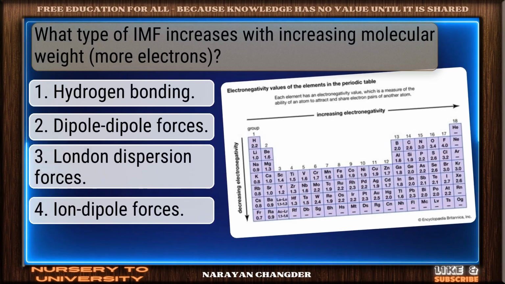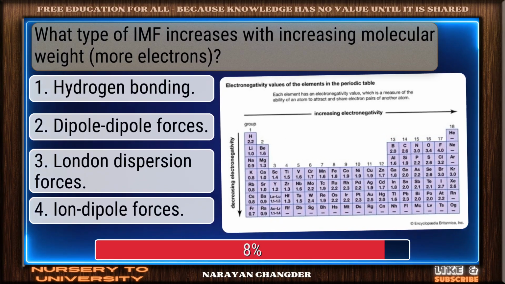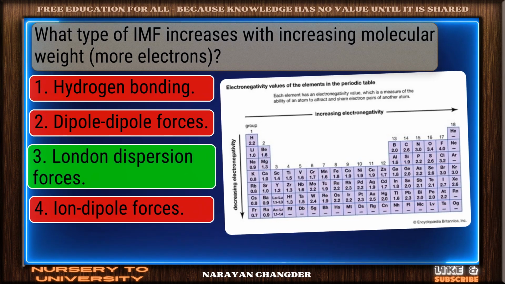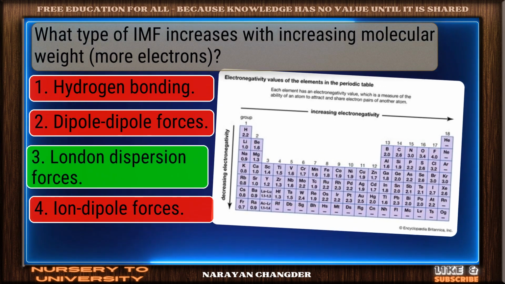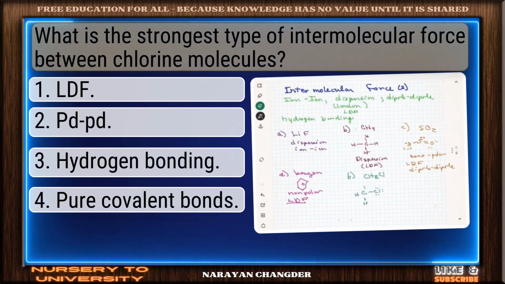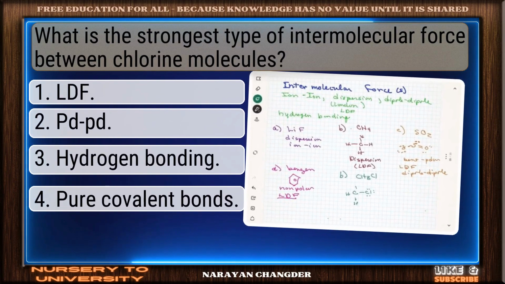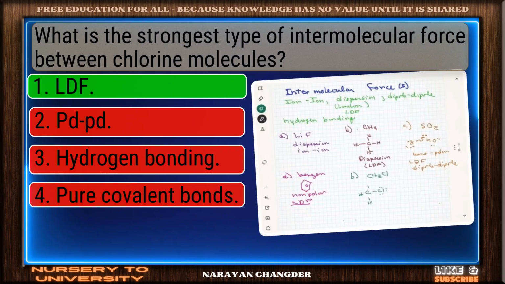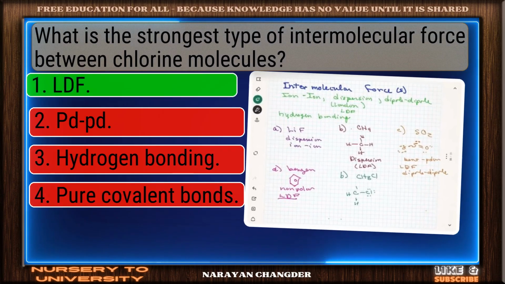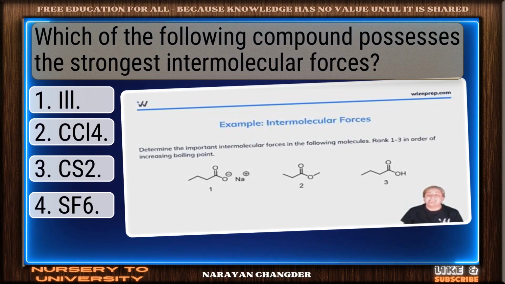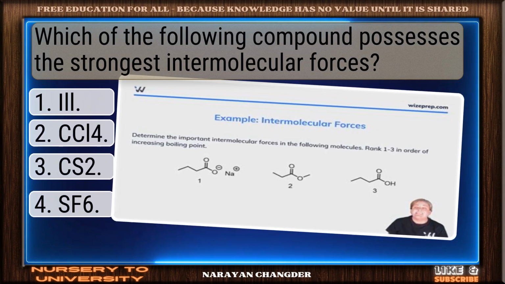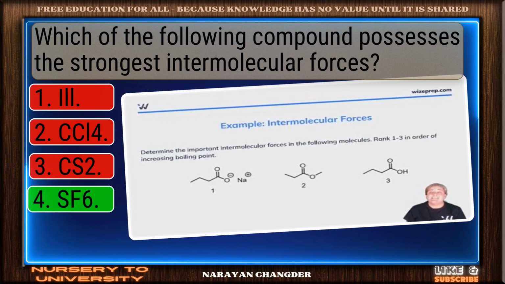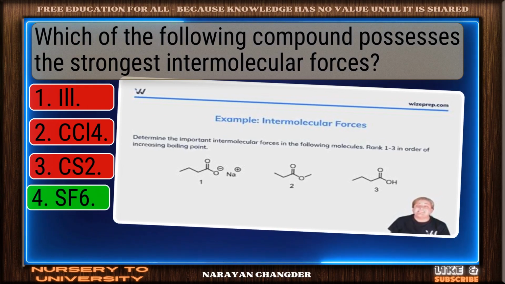What type of IMF increases with increasing molecular weight? Smart pick. London dispersion forces is the correct choice. What is the strongest type of intermolecular force between chlorine molecules? You got it. Your choice, LDF, is right. Which of the following compound possesses the strongest intermolecular forces? Nicely done. CCl4 is a solid answer.